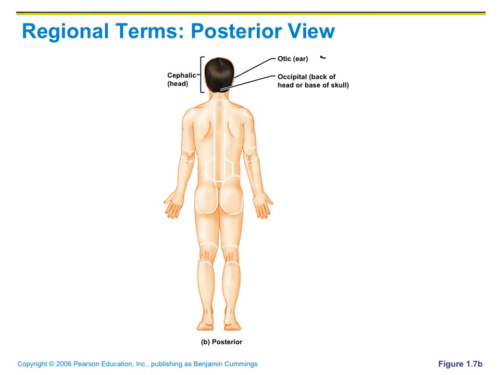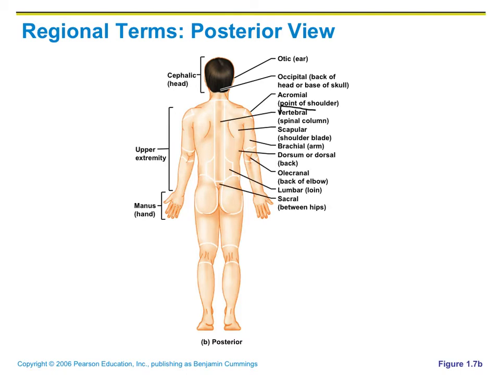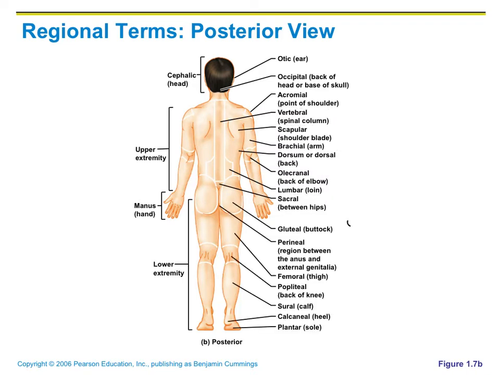You have otic for ear, occipital for the base of the skull. Reference area, vertebral, scapular, dorsal, and lumbar. Our other points of interest back here include olecranal, which is the back of the elbow, and the sacral, which is the tailbone area. We have the gluteal or buttock area, perianal area, popliteal area, sural, calcaneal, and plantar.